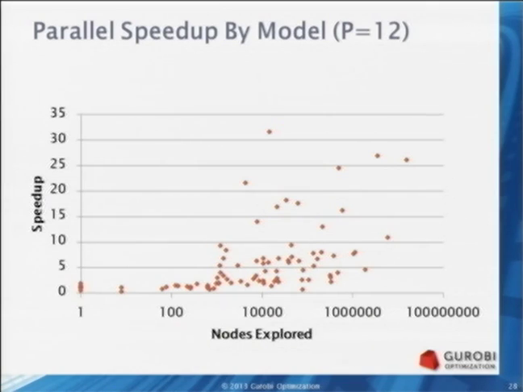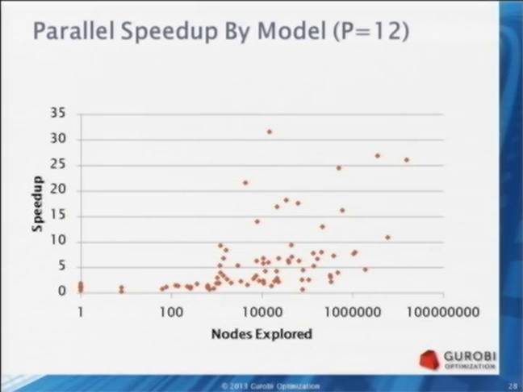If you look at parallel speedups across the models, the number of nodes explored is on the x-axis, parallel speedup on the y-axis. Each point represents a single model in that set of 87. And what you see is for models that explore fewer than 1,000 nodes, the parallel speedup is non-existent. This set represents about 1/3 of the models in the set. Intuitively this makes sense. The source of the parallelism is the nodes of the tree. If there aren't that many nodes, there's not that much parallelism. As you increase the number of nodes, the parallelism increases.